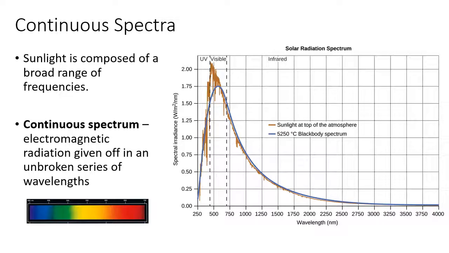In the previous slide, we saw the difference between continuous and quantization. A continuous spectrum of electromagnetic radiation is given off in a series of unbroken wavelengths. If we look at the spectrum for sunlight or solar radiation, we can see that there is a range of frequencies that spans from the UV region, and then it peaks in the visible region, and it starts to decline again in the infrared region. But we see all different types of UV, visible, and infrared radiation inside of sunlight.